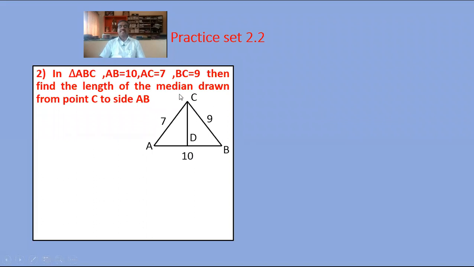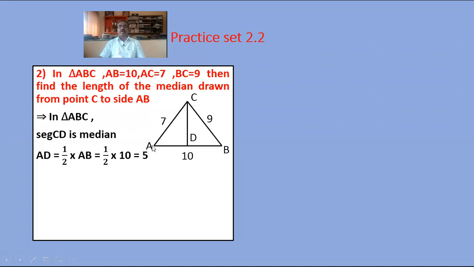Segment CD is the median. In triangle ABC, segment CD is the median. Therefore, point D is the midpoint of AB. Hence, AD is half of AB. Therefore, AD is equal to half multiply AB. Half multiply 10, 2 5s are 10. AD is equal to 5 and BD is equal to 5. By using Apollonius theorem, CD is the median of triangle ABC.